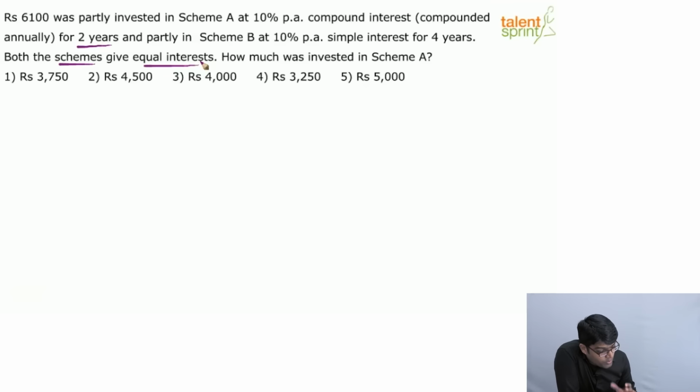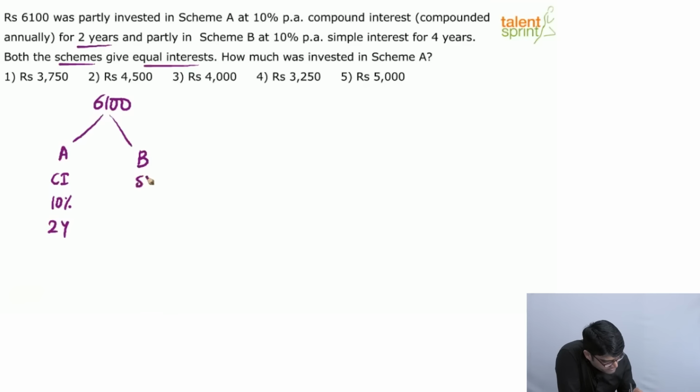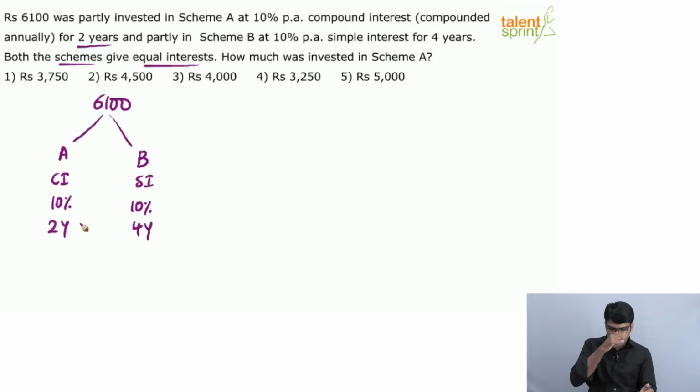Now, it is very easy to understand. What is important here is what method you apply, like how you calculate compound interest and simple interest. So the total amount is 6,100, which was partly invested in scheme A and partly in scheme B. Scheme A is offering compound interest at 10% per annum for 2 years. The amount invested in scheme B offered simple interest, same 10% per annum, but for 4 years. So the rates of interest are the same, but the time period is different.